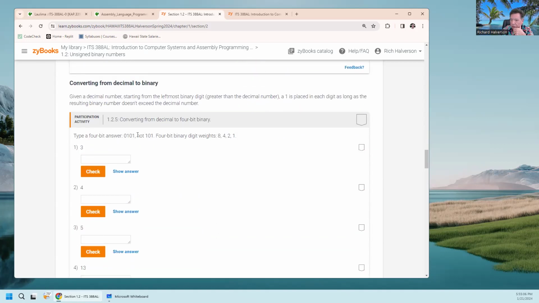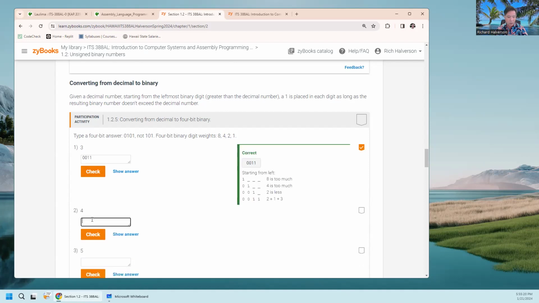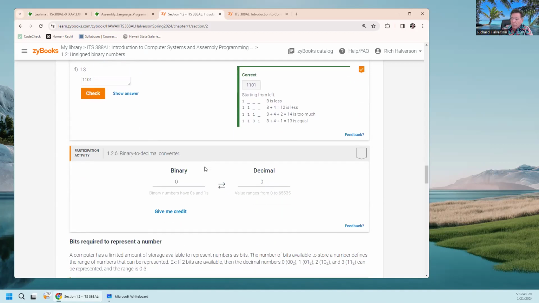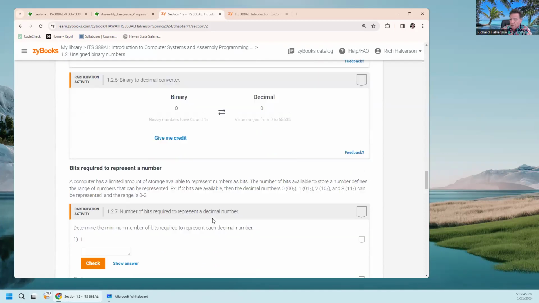Type a 4-bit answer. Okay, so this is 4 bits: 0 0 1 1. This is 0 1 0 0. This is 0 1 0 1. And this is, see, 1 1 0 0 is 12, so this must be 13. Yeah, okay. All right, so fiddle with this.